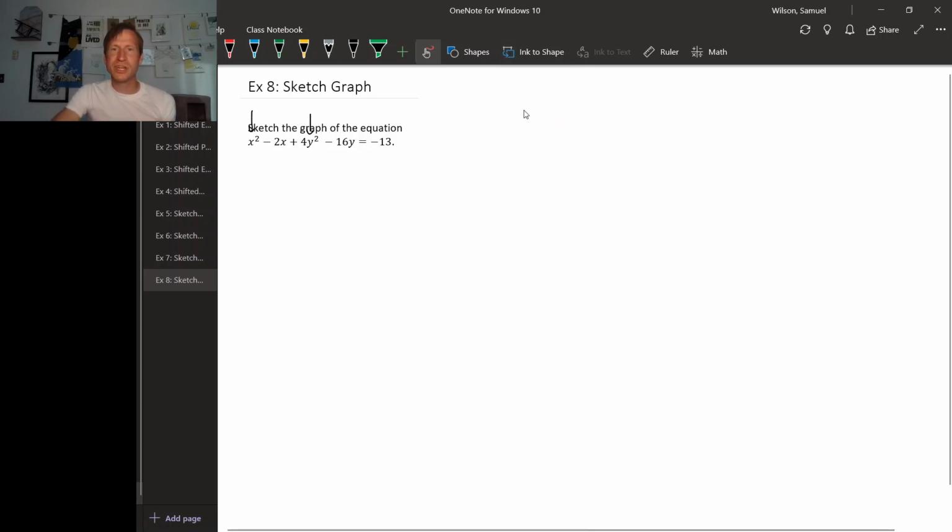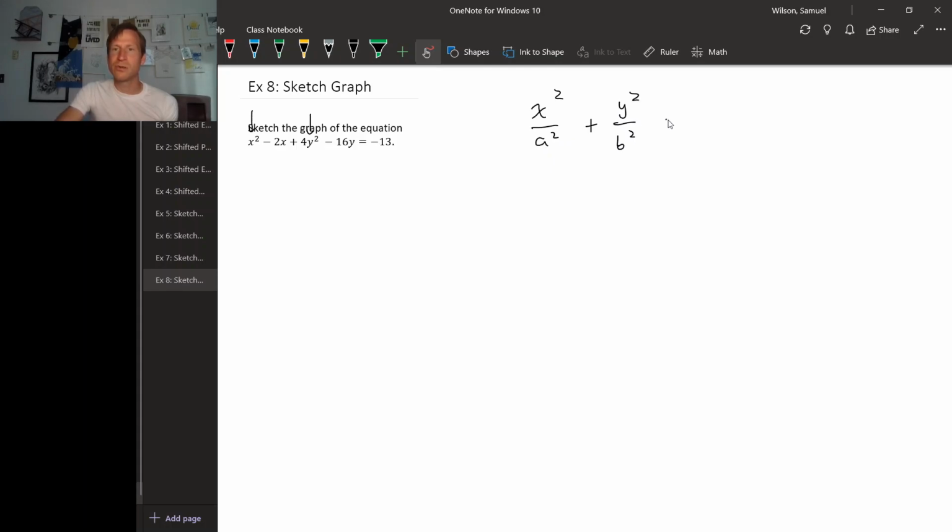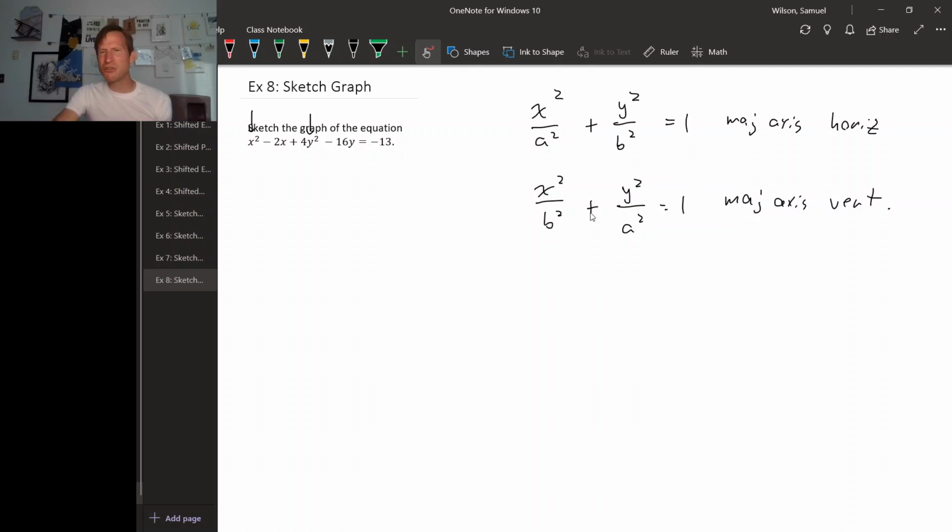So the two versions of the equation of an ellipse that we might aim towards are x squared over a squared plus y squared over b squared equals 1, and this is if the major axis is horizontal. And the other version is x squared over b squared plus y squared over a squared equals 1, and this is if the major axis is vertical. Of course, how you graph both of these is pretty much the same. So those are the unshifted equations.